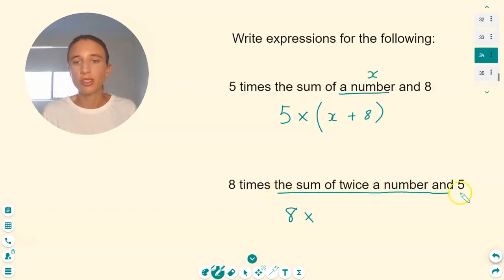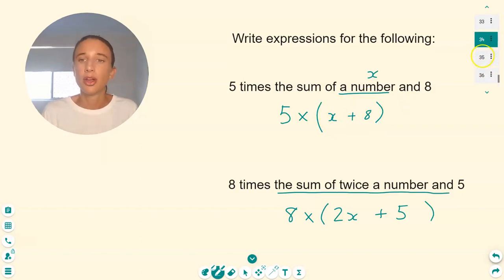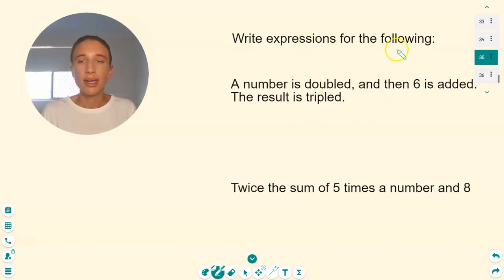8 times the sum of twice a number and 5. Let's just look at what the sum of twice a number and 5 is, because we're applying 8 to all of that. The sum of twice a number means times 2. And then the sum means we're plussing on 5. And then just check it out. Makes sense. It can take a little bit to get your head around these expressions that contain brackets, all right? But you've got this.